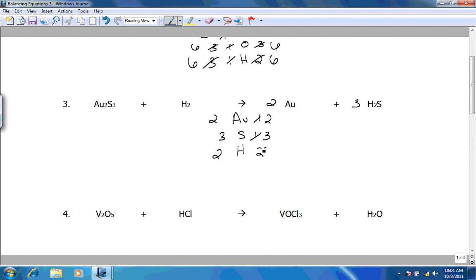However, that changed our hydrogens in the process. We now have 6 hydrogens on the right, which means I have to multiply the hydrogens on the left by 3 in order to make that 6.